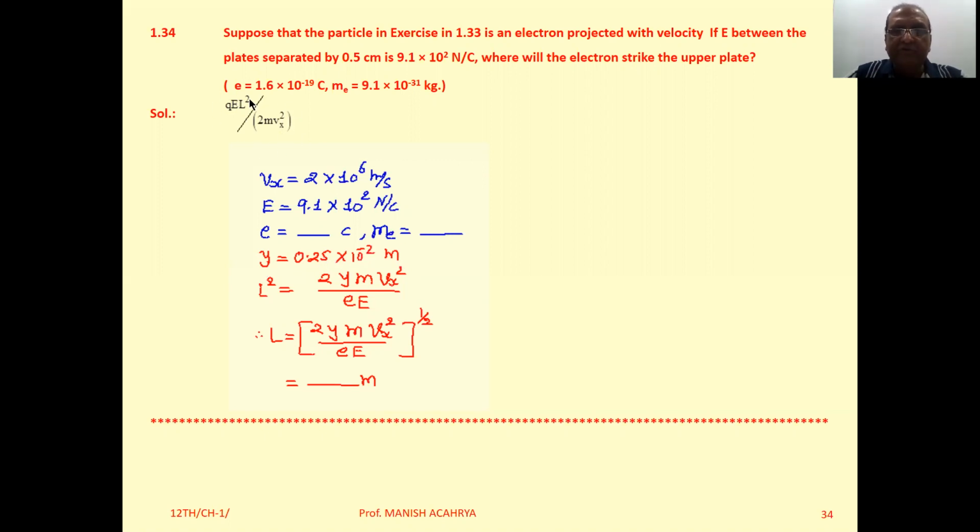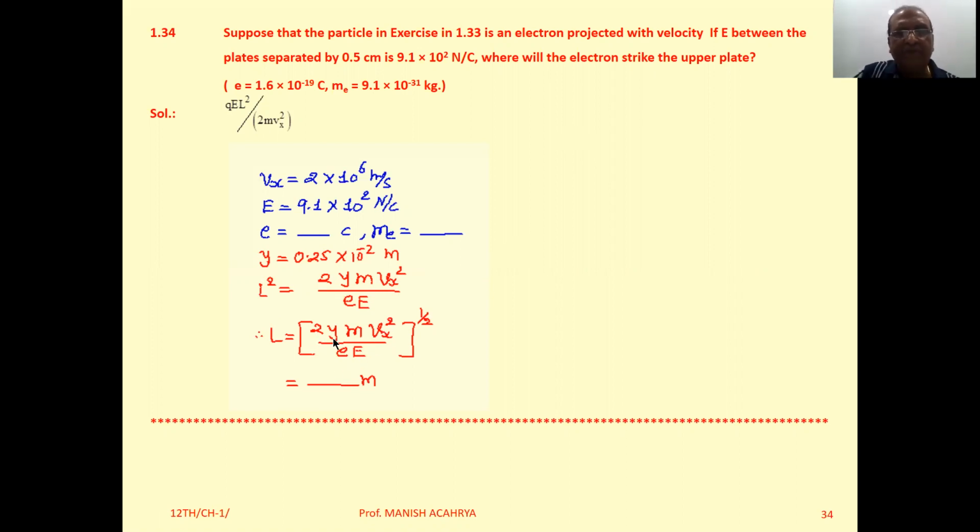Now we can use this equation y equal to qE L square upon 2m Vx square. So we want to find where the electron will strike. It implies that how much horizontal distance is covered by the electron, that we want to find. So we have to calculate L. So make L square the subject. So 2y m Vx square upon qE. So L is equal to under root 2y m Vx square upon qE.